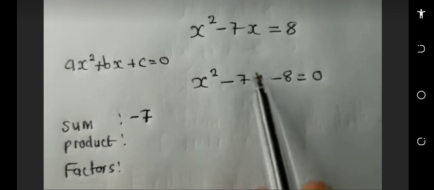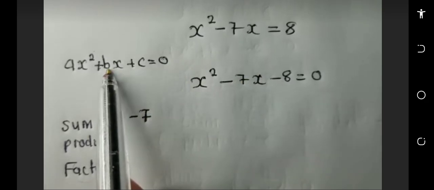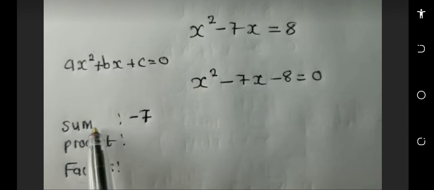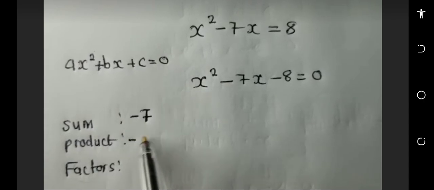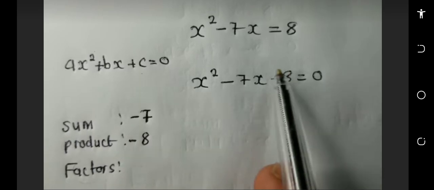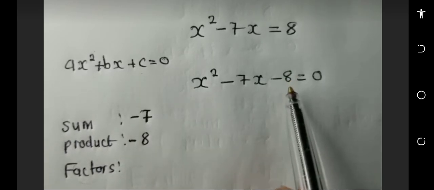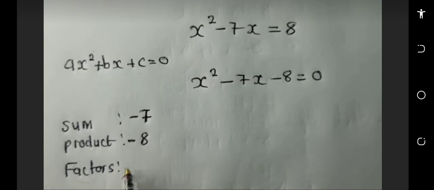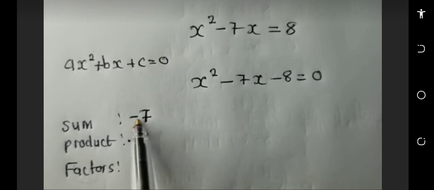The number that is where x is here, the number that is at b together with its sign, is our sum. And then product is our c, the number that is right here without a letter, that is our product. For factors, we need to find two numbers such that when we multiply them, they give us negative 8, the product, multiplication. And when we add them, they must give us negative 7. So what are those two numbers?